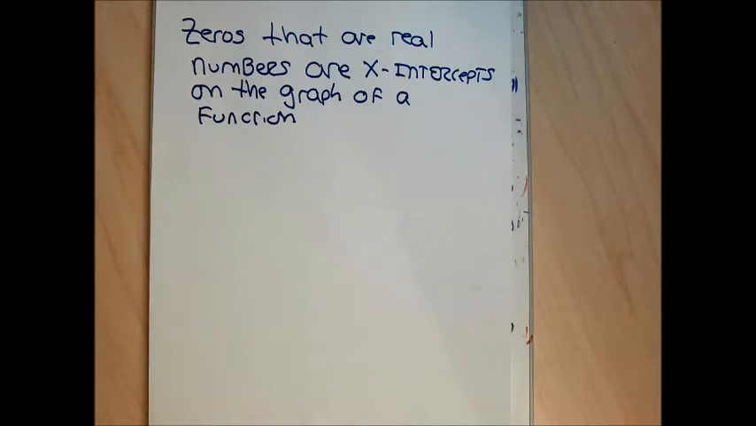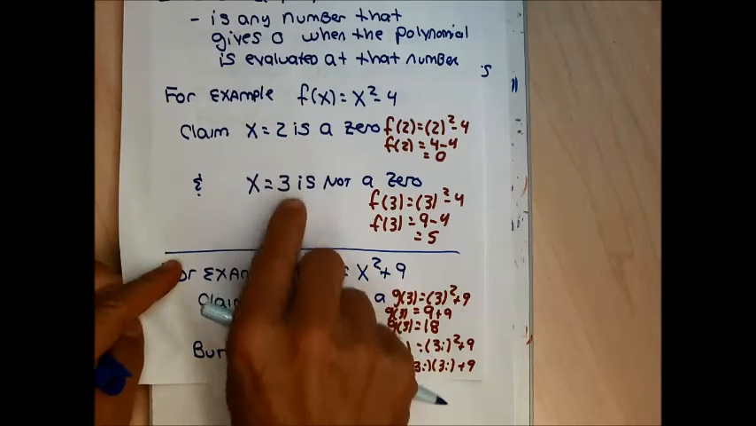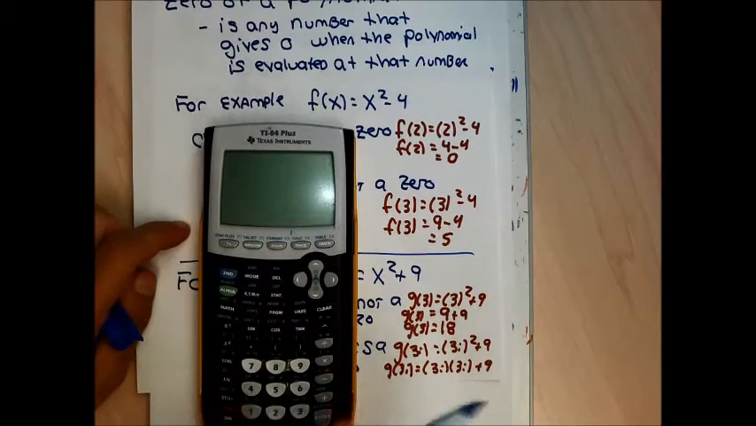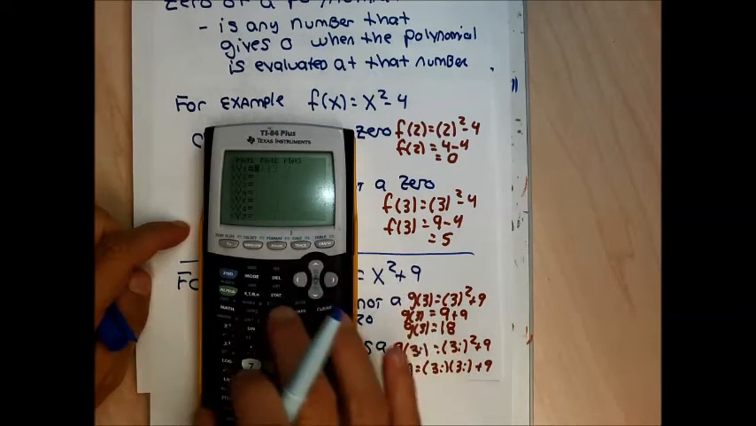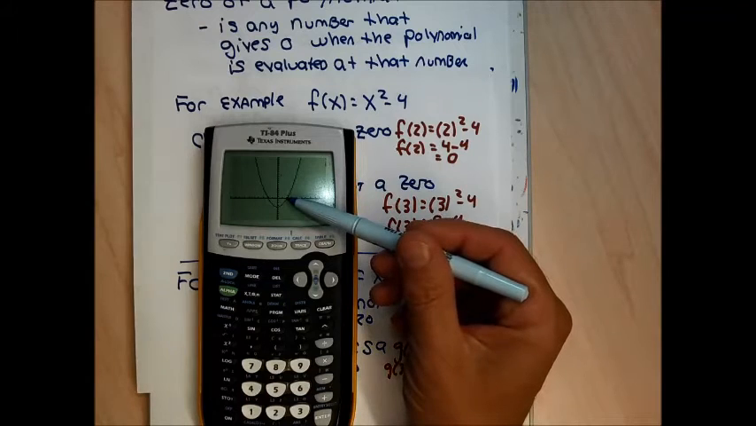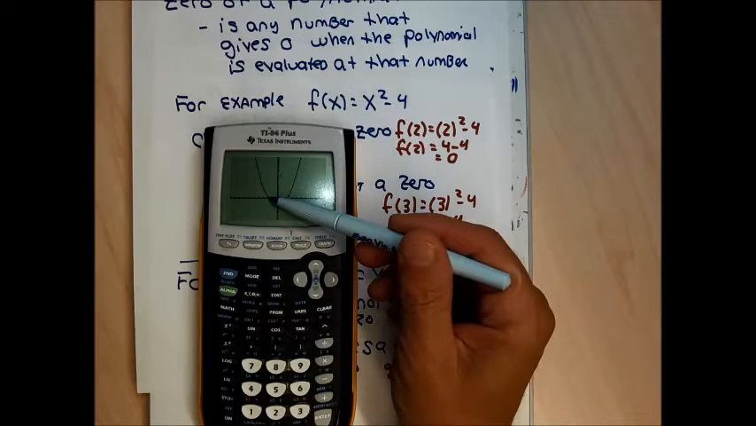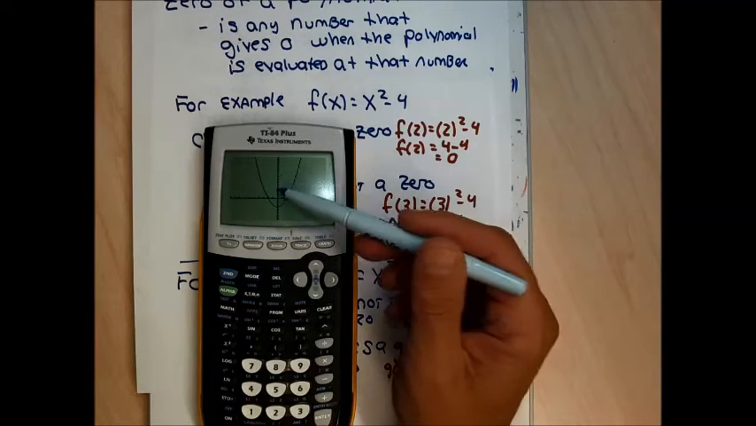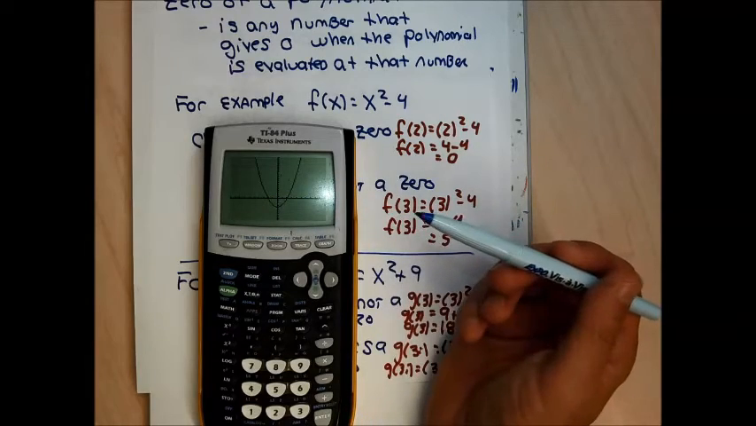The first example that I scribbled together, f of x equals x squared minus 4, I got x equals 2 was a zero and x equals 3 wasn't a zero. That means because x equals 2 is a real number and it's a zero, if I graph that function x squared minus 4, I'm going to get an x-intercept at x equal to 2, and that's a zero of x equal to 2. The other x-intercept at x equal negative 2 is also going to be a zero. This polynomial, x equal 2 is a zero because it's an x-intercept, and x equal negative 2 is also a zero because it's another x-intercept.